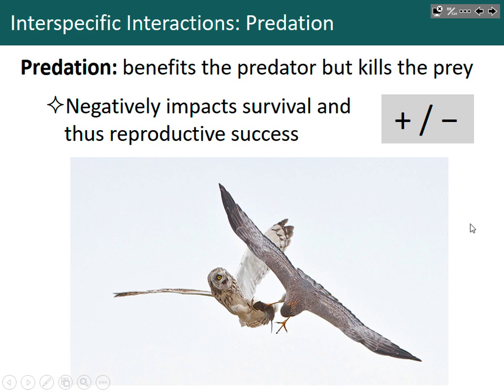I basically just like every excuse to show this picture. This is a short-eared owl, and this is a northern harrier, and they are fighting over this meadow vole. It doesn't really matter who wins this battle, right? The meadow vole loses no matter what. It's over for the prey item. It's not going to survive. Therefore, everything is impacted.